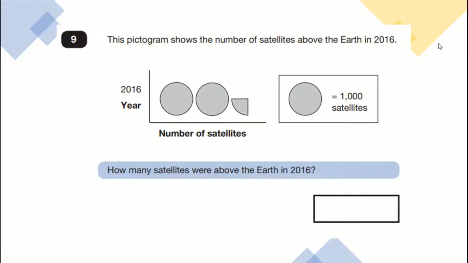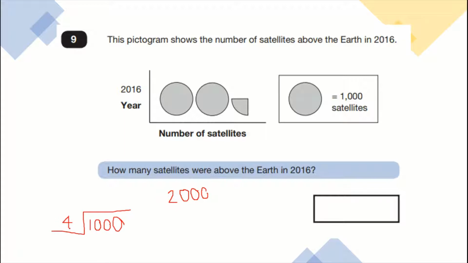Question 9. This pictogram shows the number of satellites above the Earth in 2016. How many satellites were above the Earth in 2016? Each circle represents 1,000 satellites. And in this diagram we have 2 circles, which means 2,000 satellites. Now we also have a quarter of a circle. That means that we need to divide 1,000 by 4 to work out what a quarter of a circle equals.